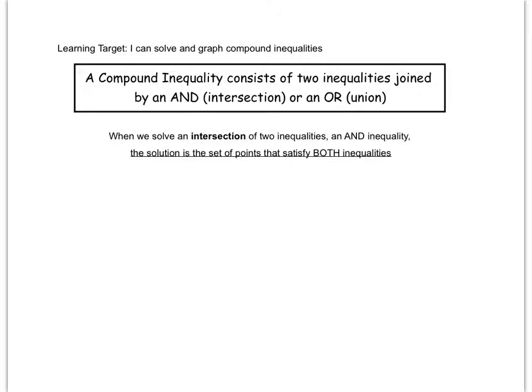But let's go through our learning target here. I can solve and graph compound inequalities. So compound inequalities are basically just two inequalities in the same one. A compound inequality consists of two inequalities joined by an and or an or.